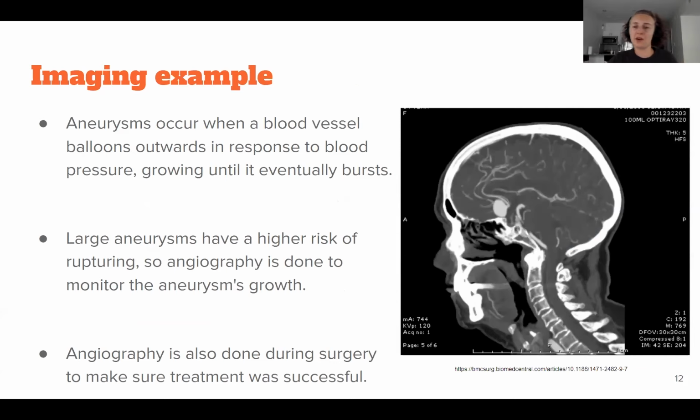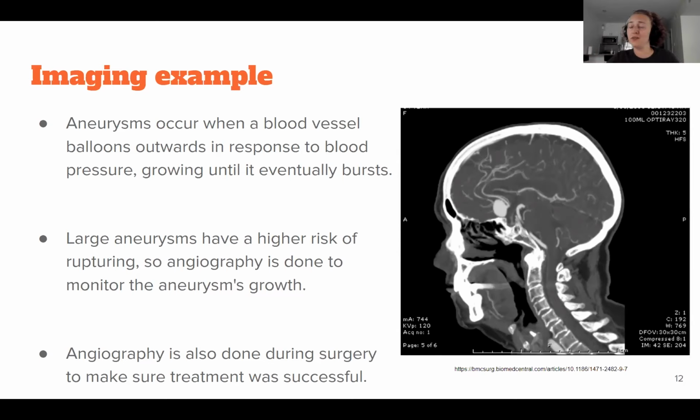So the example we're going to talk about for imaging is imaging of aneurysms. If you're not familiar with aneurysms, basically an aneurysm is when a blood vessel balloons outwards in response to the blood pressure, and it keeps growing until it eventually bursts, which can be fatal if it occurs someplace like the brain, or if it's in a very large artery like the aorta, which is right next to the heart. So large aneurysms are very, very risky.